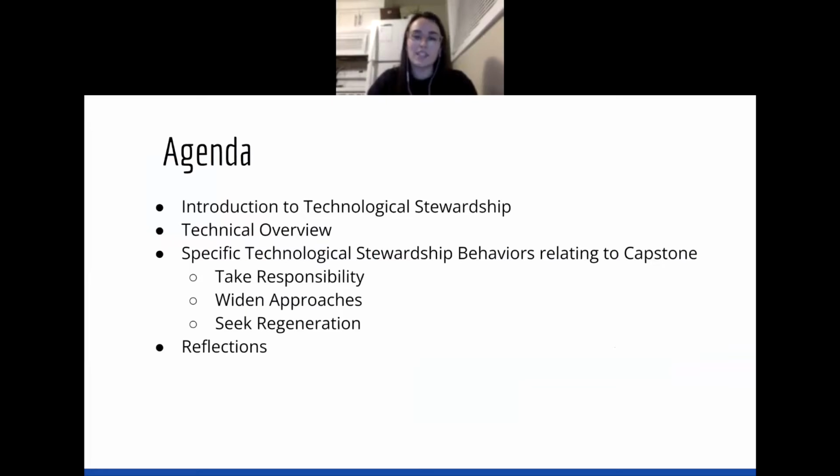For today's presentation, we will look at the idea of technological stewardship in general. Then we will review a technical overview of our design project. Next, 3 technological stewardship behaviors that relate to our capstone will be discussed. These include take responsibility, widen approaches, and seek regeneration. Finally, the team's reflections will be reviewed.